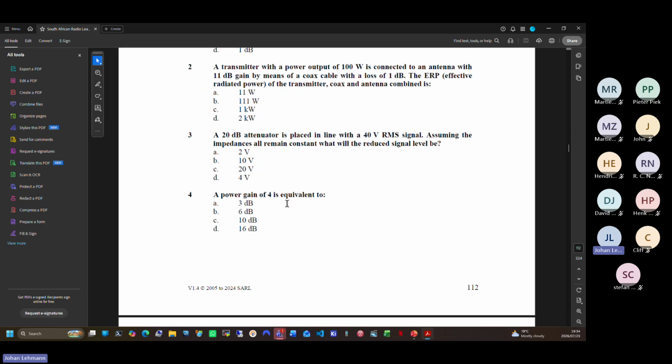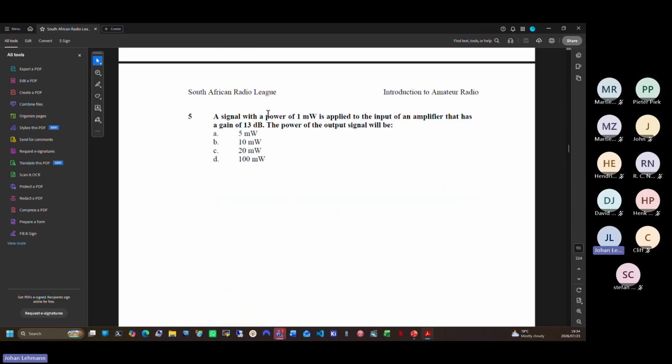Question 4. The power gain of 4 is equal to 6 decibels. Wonderful. You can go write the exam. It's not that difficult. A signal with a power of 1 milliwatt is applied to the input of an amplifier that has a gain of 13 dB. The power of the output signal will be 20 milliwatts. C, 20 milliwatts. That is correct.